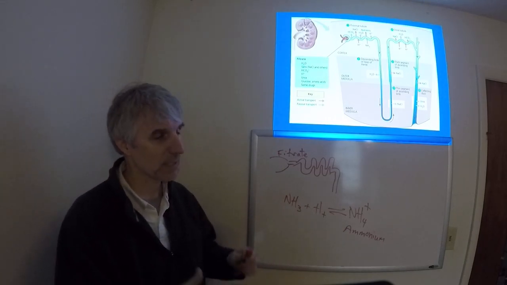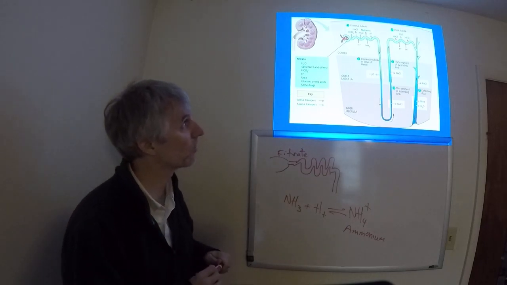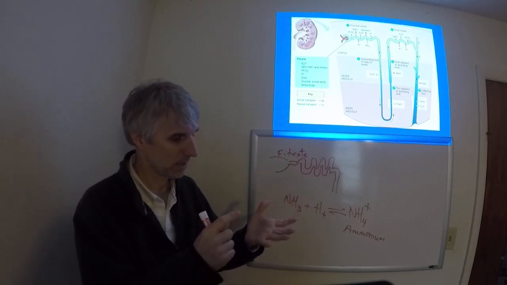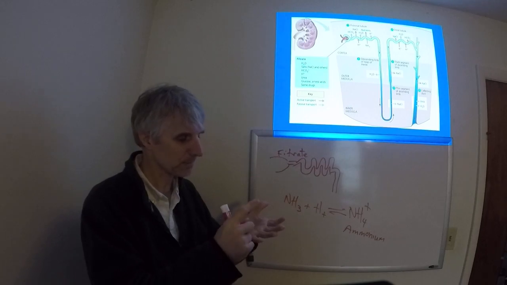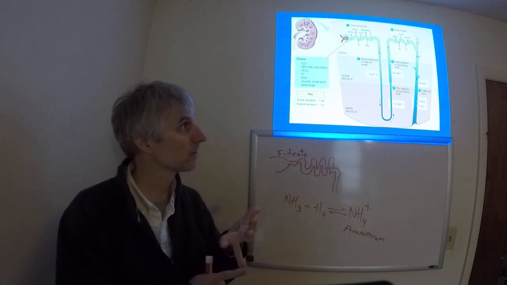Okay? So that's that proximal convoluted tubule. We're adjusting osmotic balance and we're adjusting water balance.